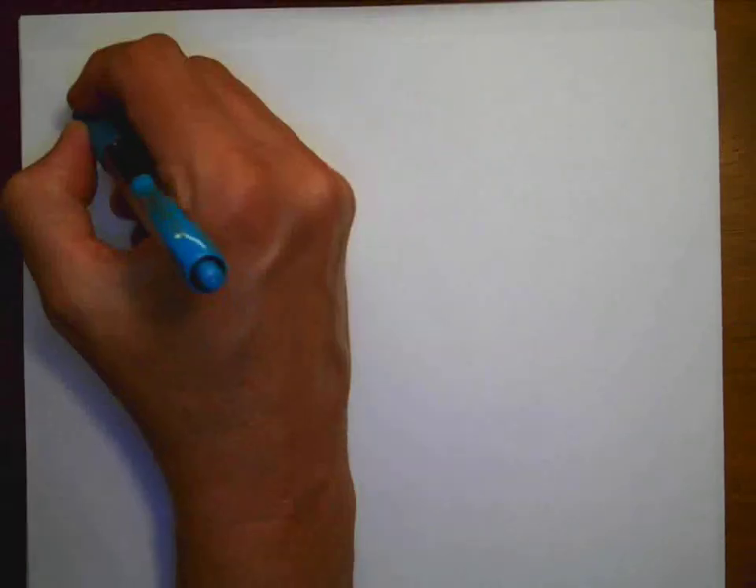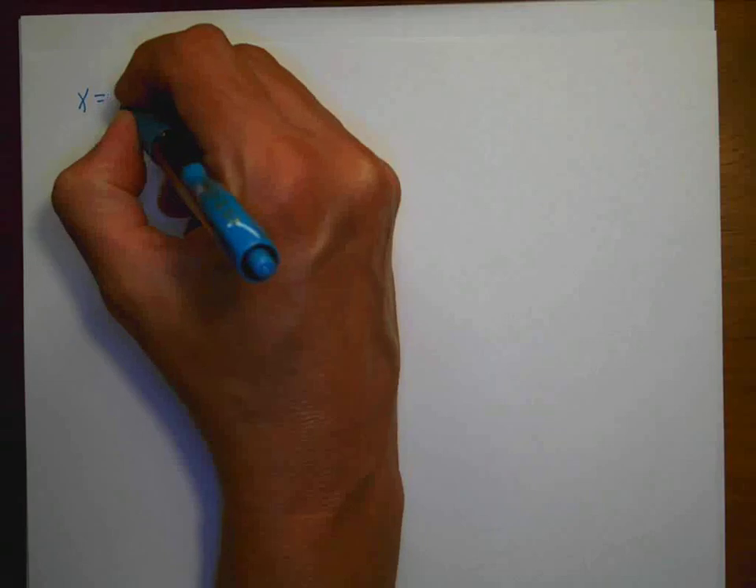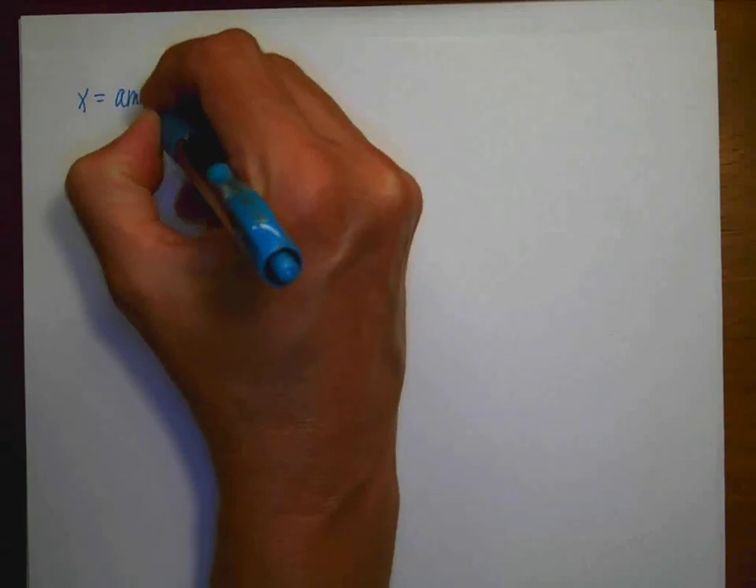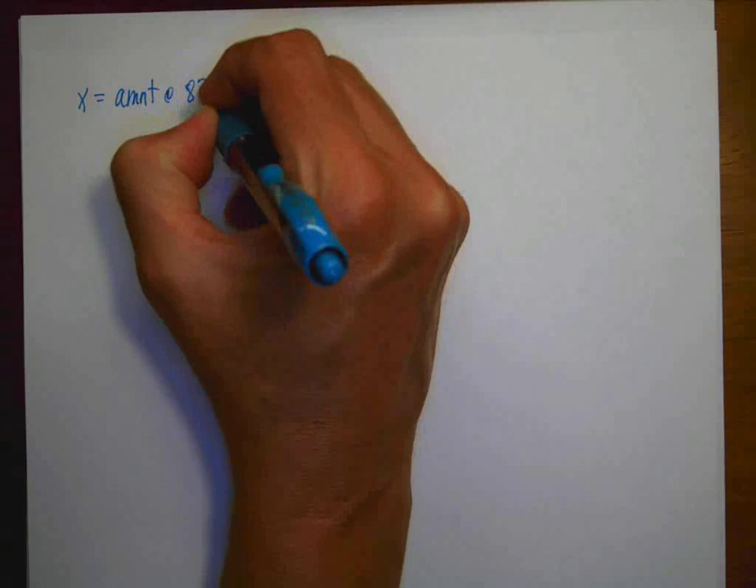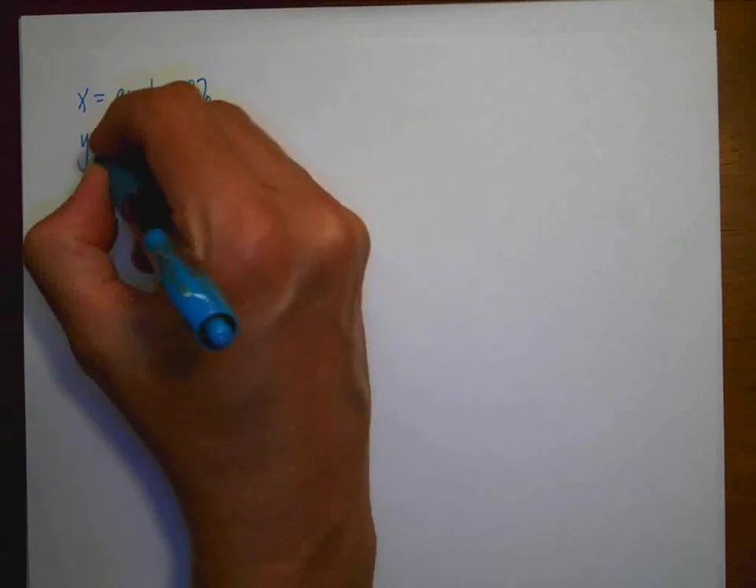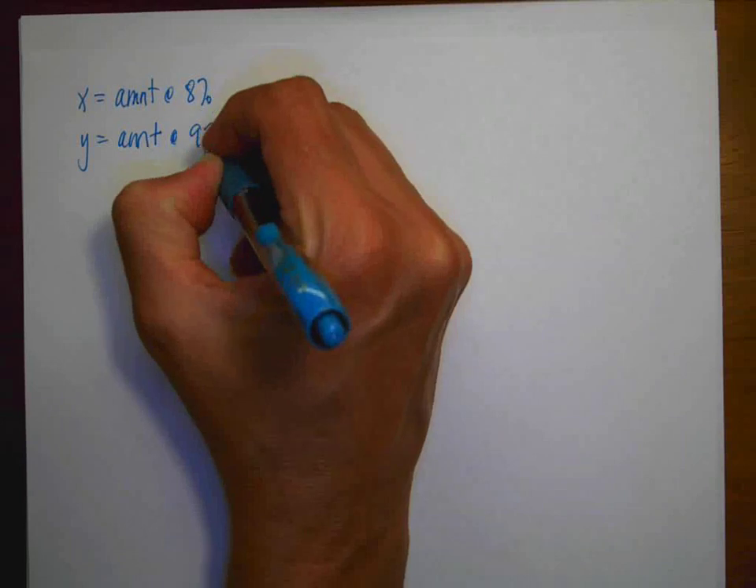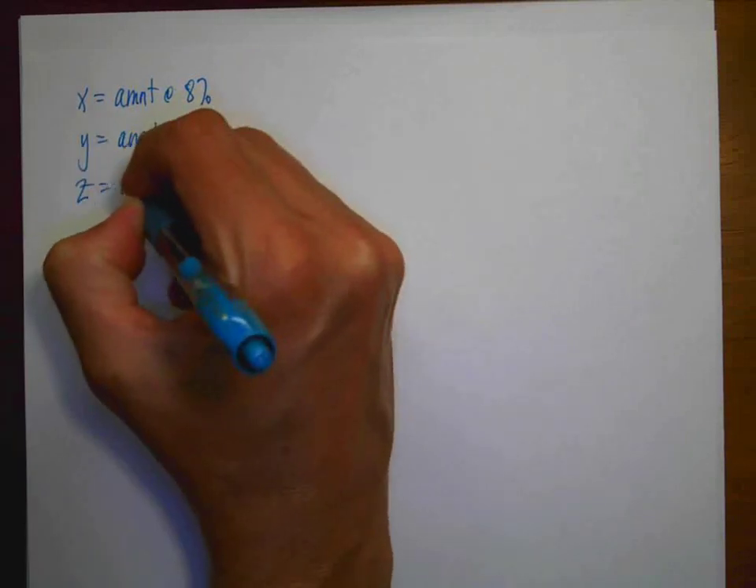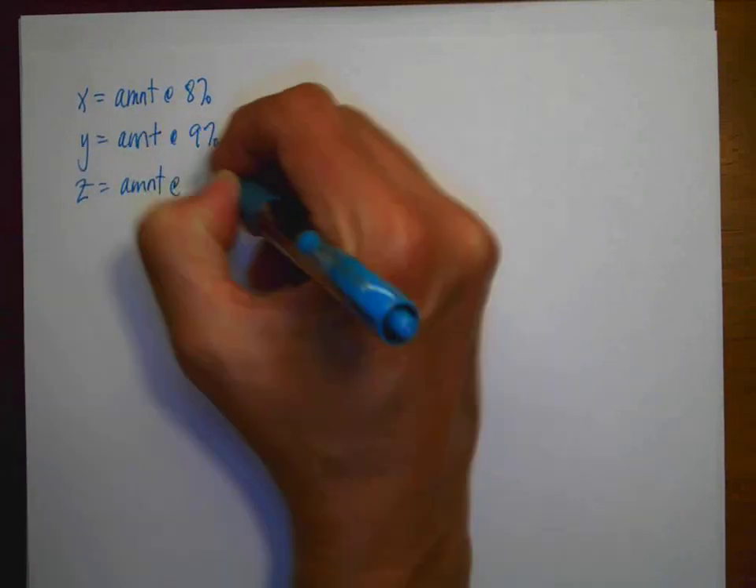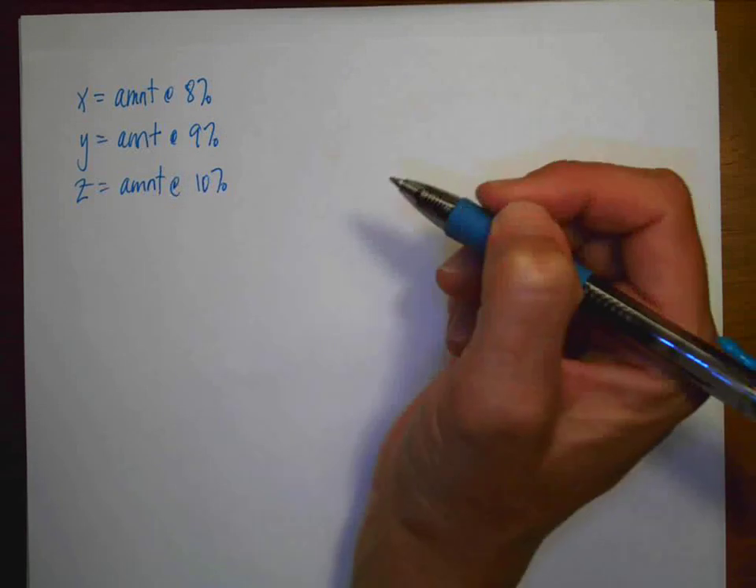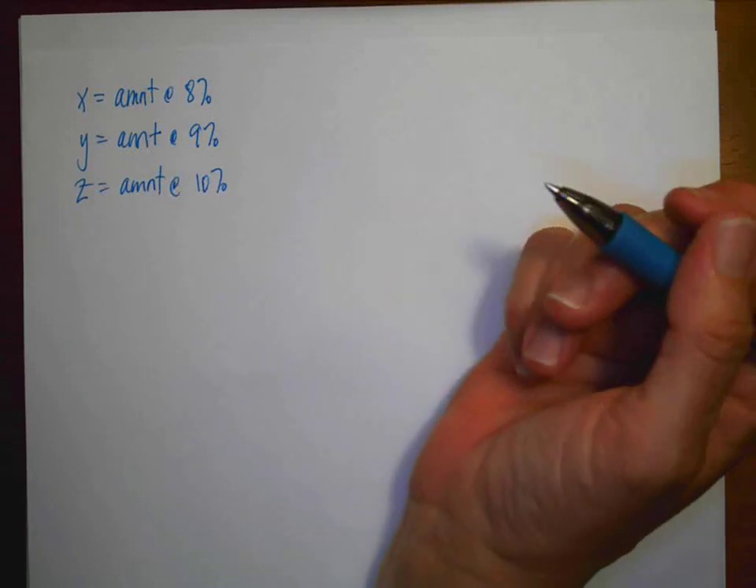So if we go ahead and start doing the problem, I'm going to do the same thing as I did on the last one. I'm going to start by defining my variables. So x is going to equal the amount at 8%. y is going to equal the amount at 9%. And z is going to equal the amount at 10%. And then I'm going to write as I read.